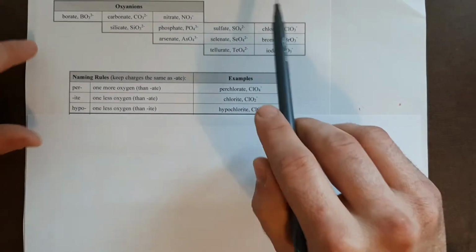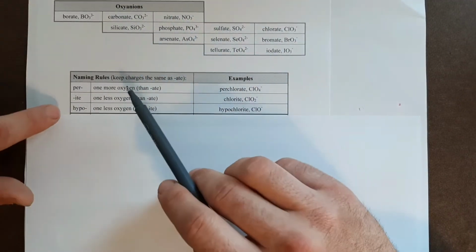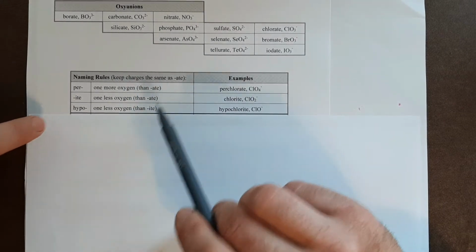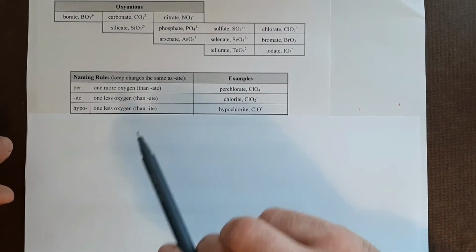So this set right here isn't just 12 ions. 12 ions with 3 rules makes a total of 48 ions that are discussed here. So we have 2 videos to talk about that.